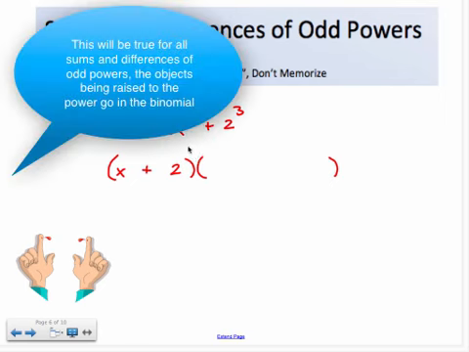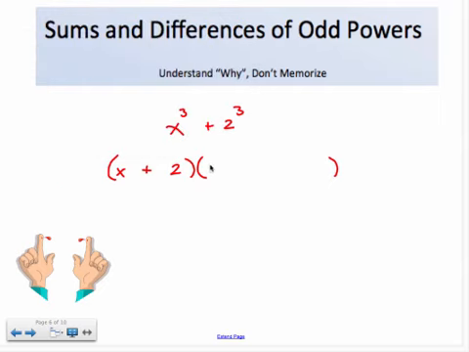Now, when we expand and things are in descending order in terms of the power of the variable, we know that the first term times the first term always ends up in the final answer. So I know that x times something will equal x cubed in the final answer. That makes finding this piece very easy. That's got to be x squared.